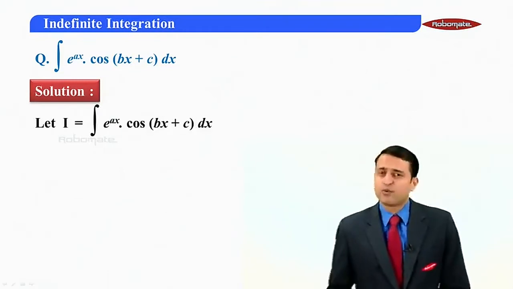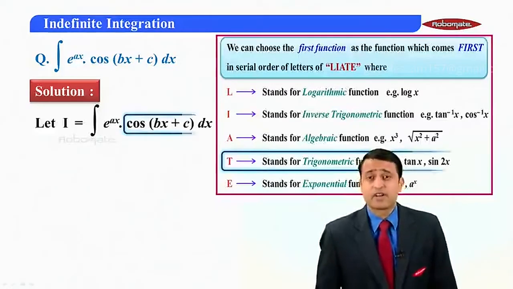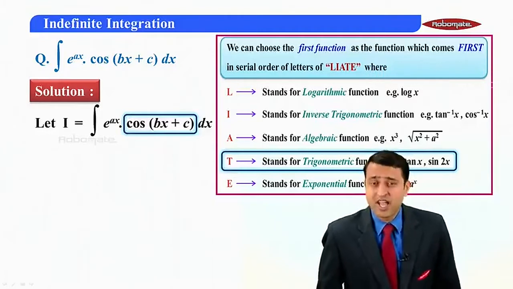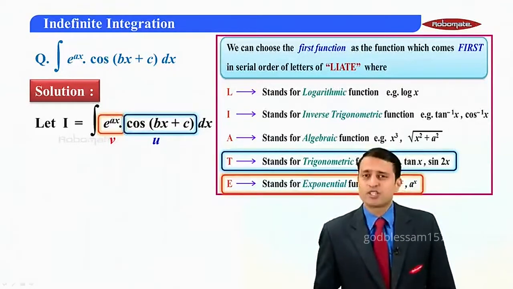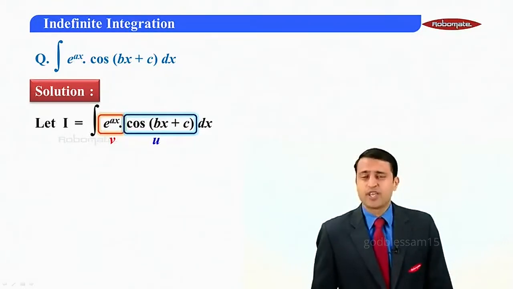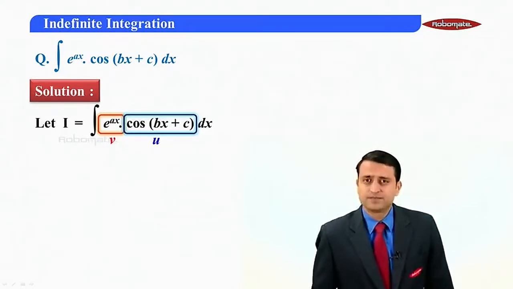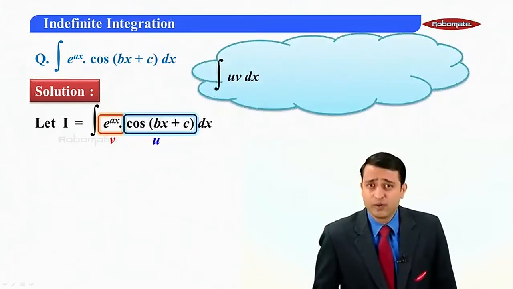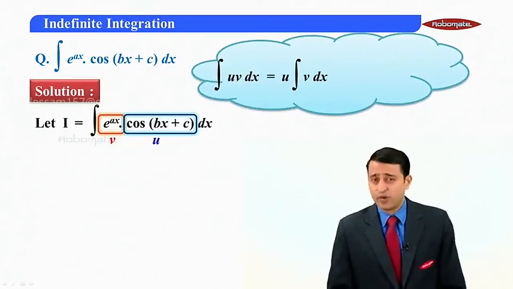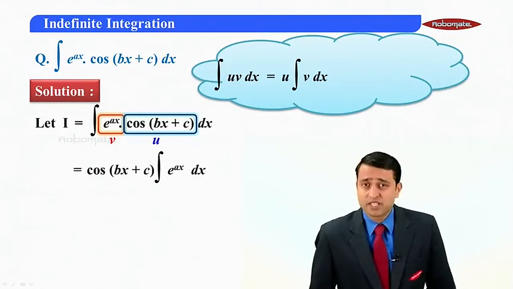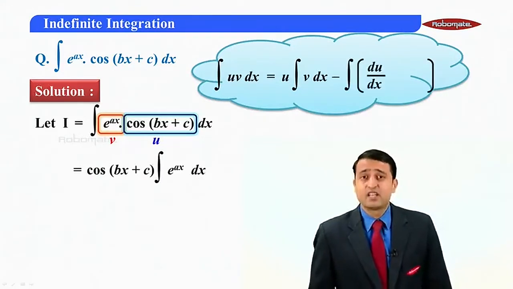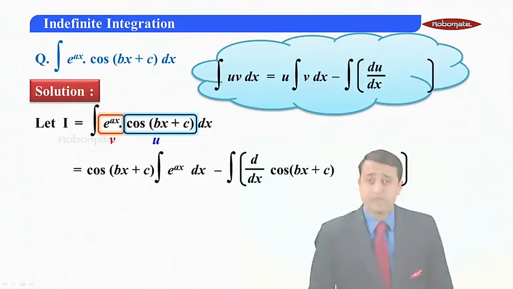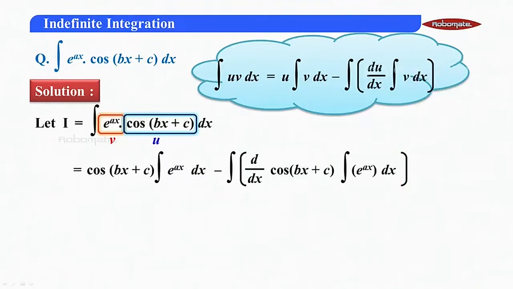Now we have a product of two functions, the first being trigonometric in nature, which is cos, and the second e raised to ax, which is exponential. So we know that cos is to be taken as u and e raised to ax is to be taken as v. Let's apply the u into v rule. If I apply the u into v rule, what we'll get is cos of bx plus c integral of e raised to ax dx minus integral d by dx of cos of bx plus c integral of e raised to ax dx the whole dx.